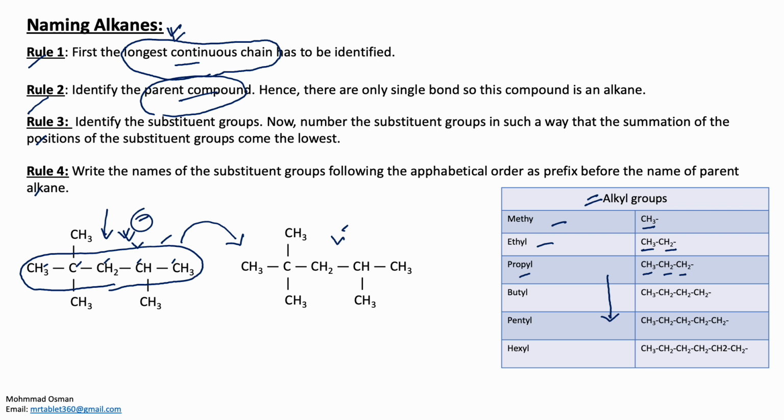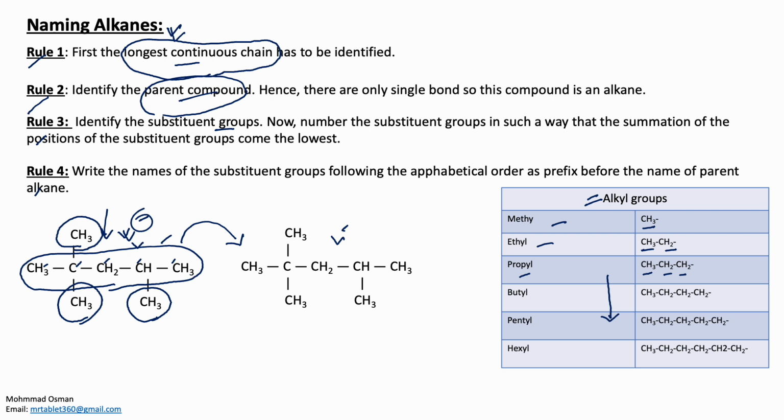Now rule number 3 is identify the substituent groups. In this compound we have 3 substituent groups. We have one here, which is CH3, a methyl group. We have another substituent group over here, which is also a methyl group. We have another over here, which is also a methyl group. So in total we have 3 substituent groups and all 3 are methyl.